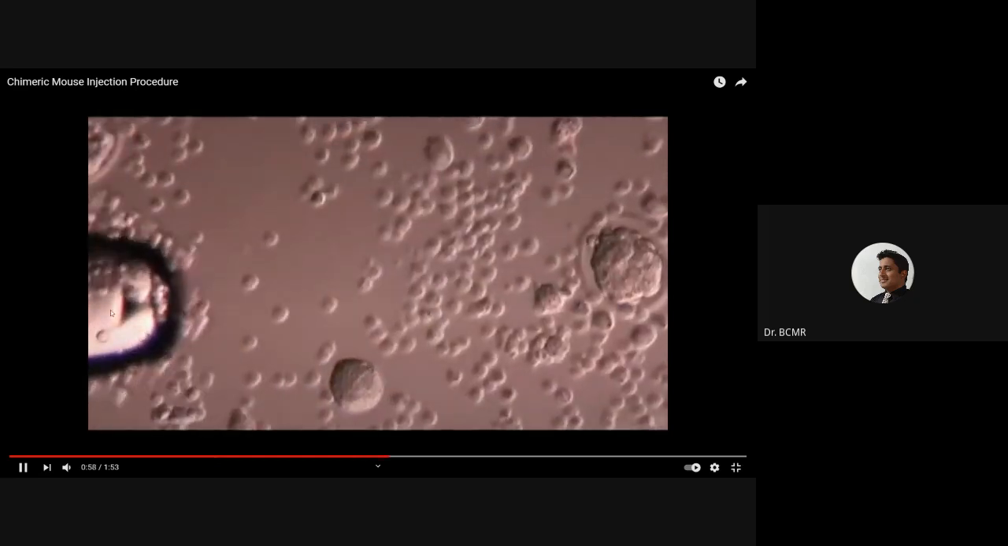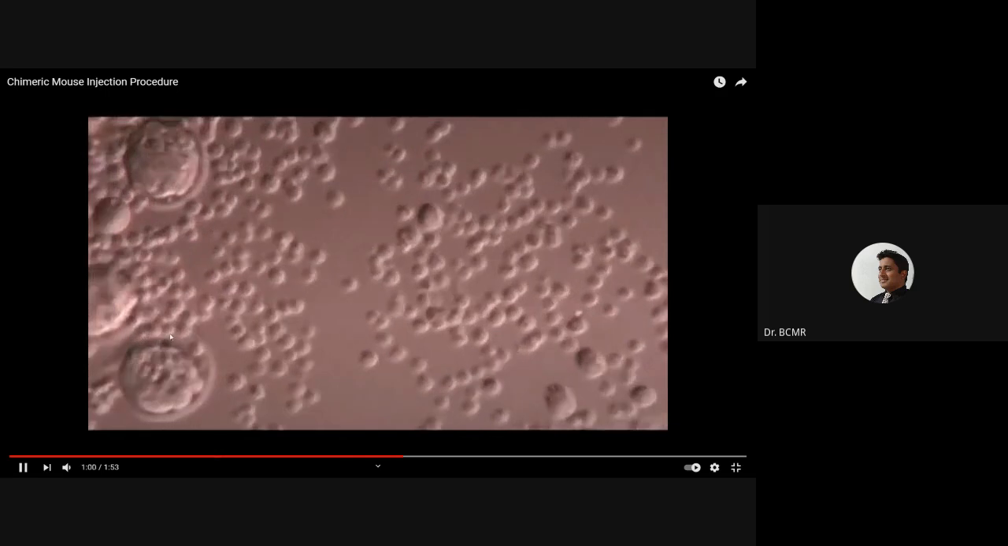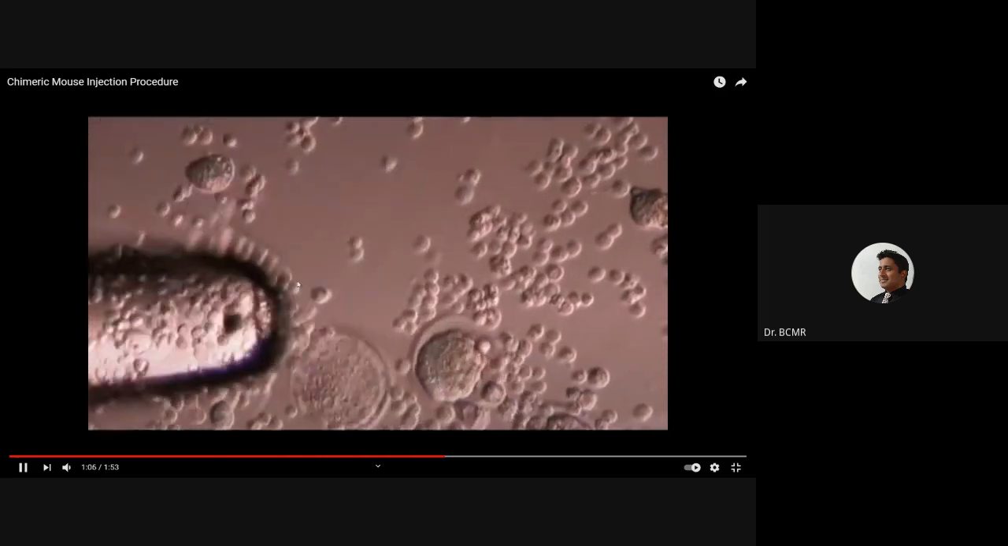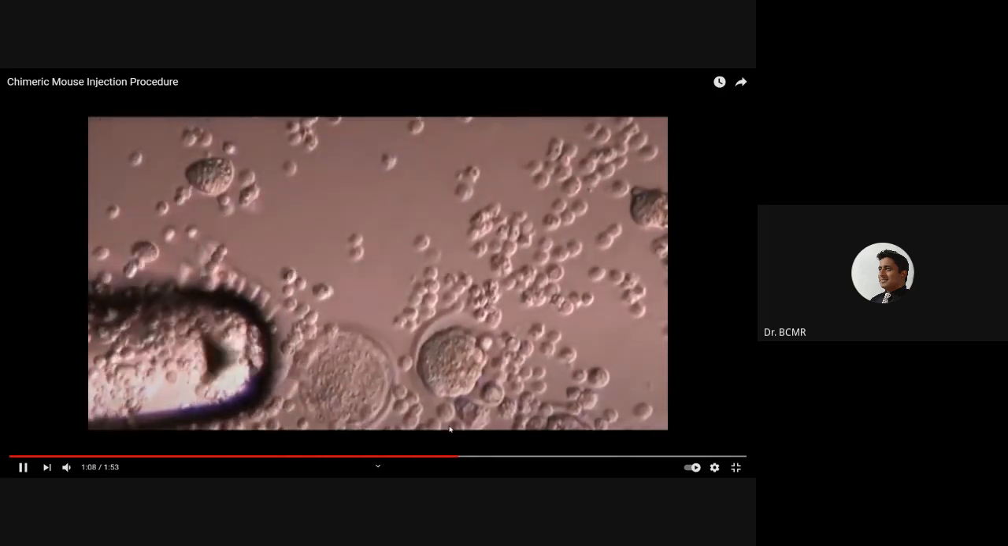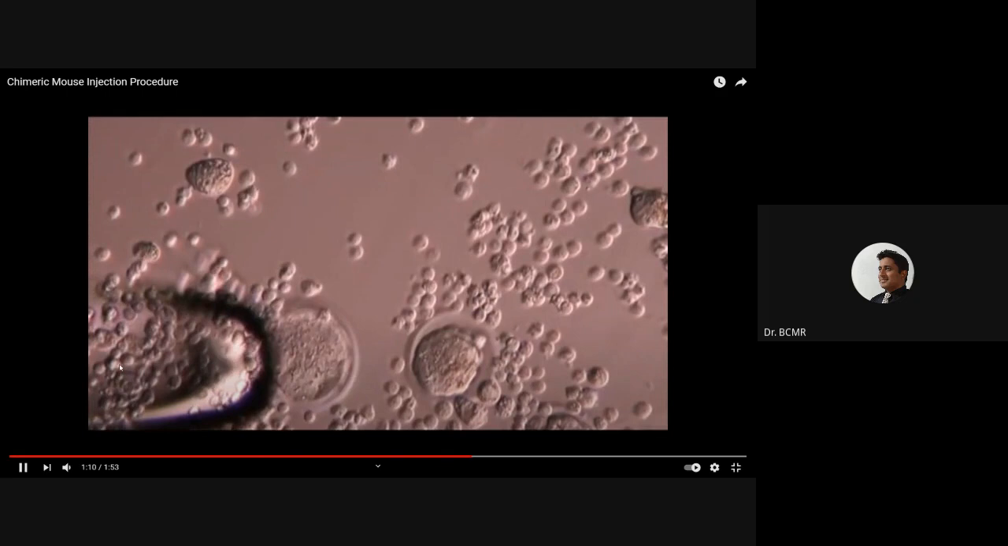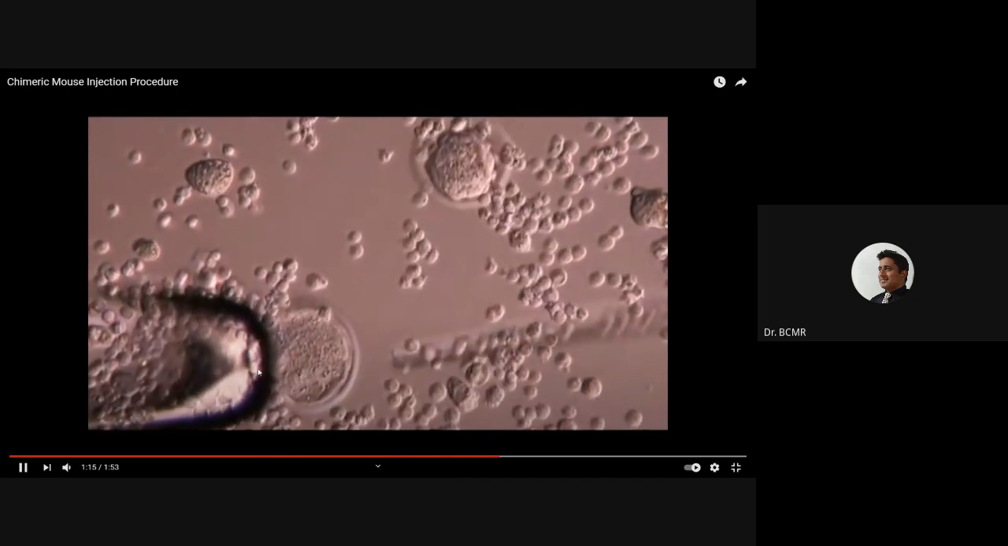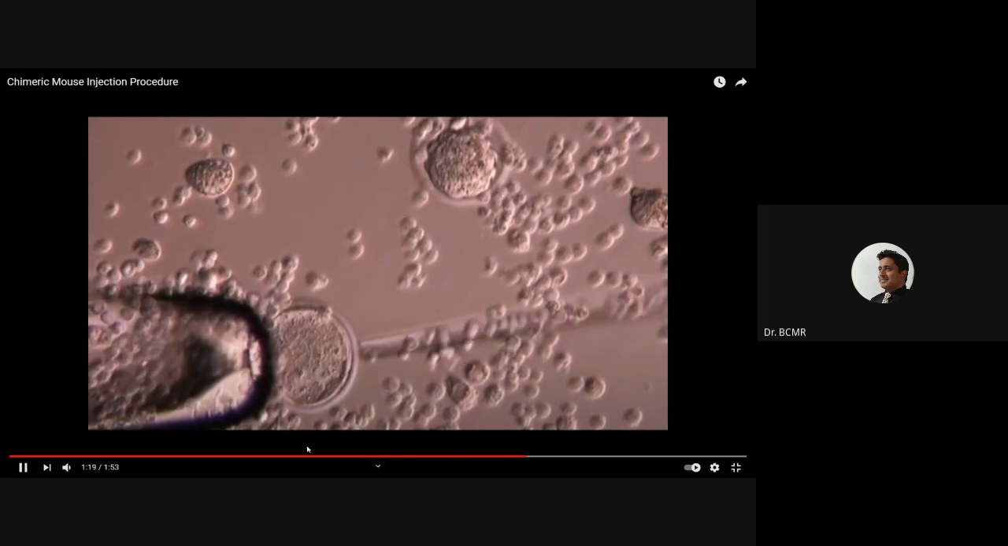And here is the suction pipette, and they will hold the pipette. With the pipette, they will hold a blastocyst that is present. This is the blastocyst. By adding negative pressure here, they will hold the blastocyst. Now he will make a puncture into the blastocyst.